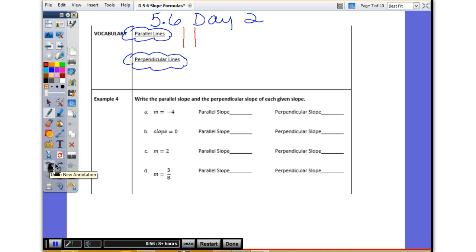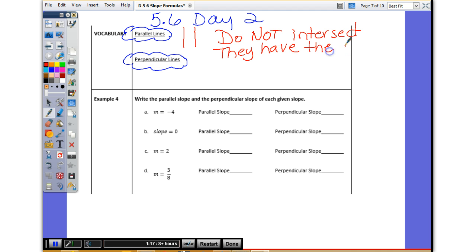And what does that mean? These lines could go on forever and ever. They do not intersect. And they have the same what? What will they have? They will have the same, starts with an S. Size. Who are we working with? Shape. They will have the same slope.